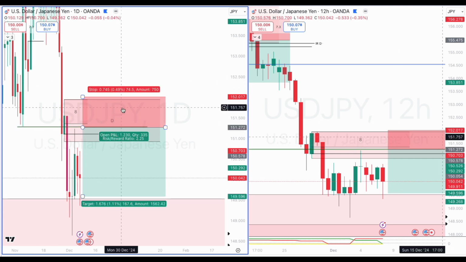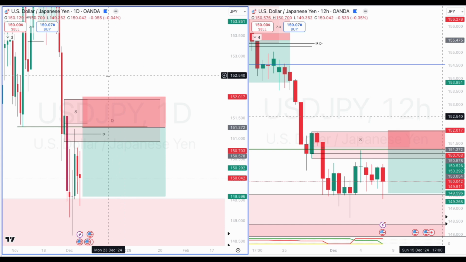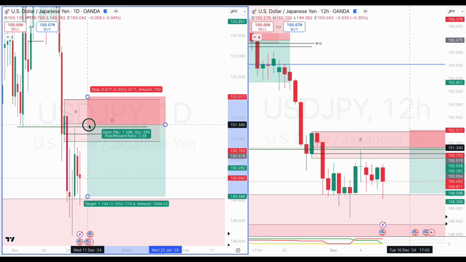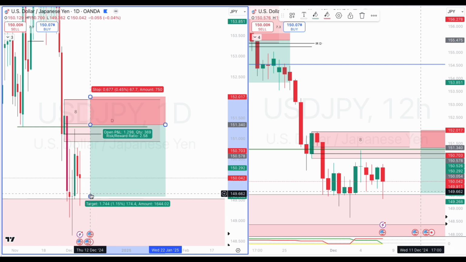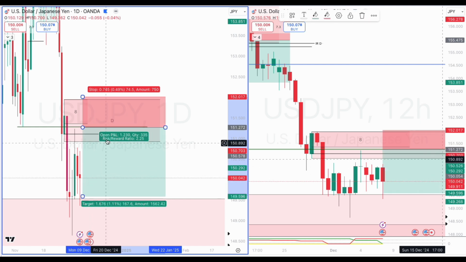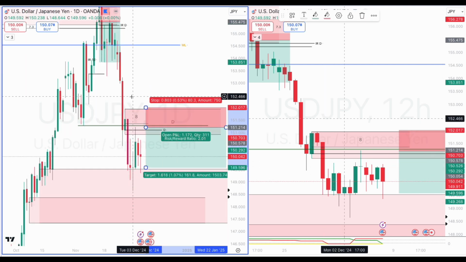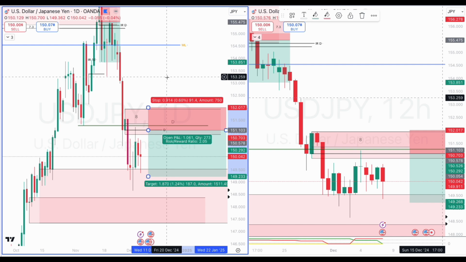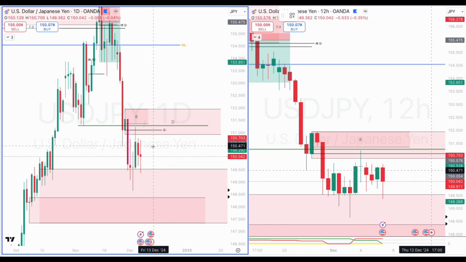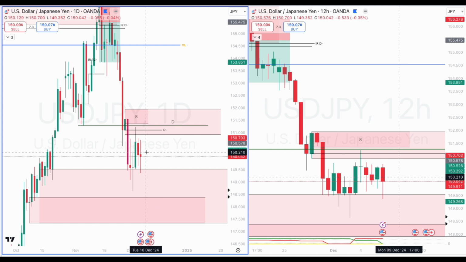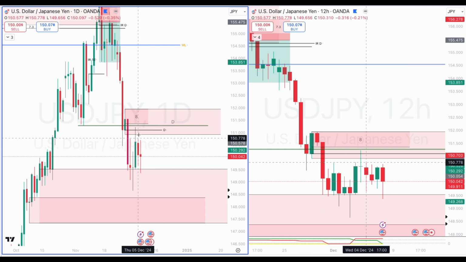So I didn't get my risk to reward here, so that's why I didn't take it. But I have my order placed. I'm thinking something like this or this, and just 2 RR. I'm not targeting more than that. I still feel it would not be easy for USD JPY to just break this. I think it would not be that easy, and I will explain that in the next video.